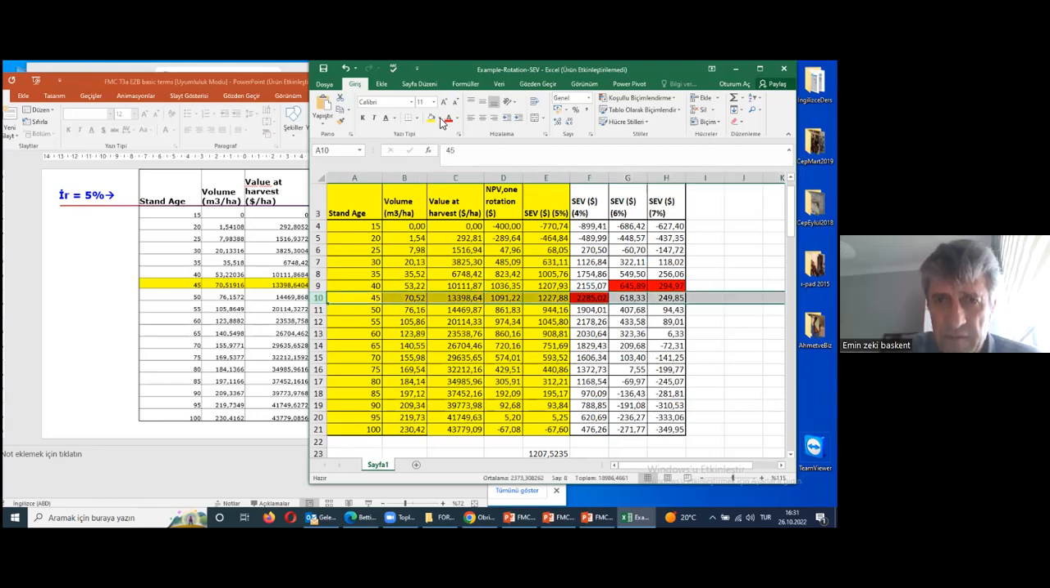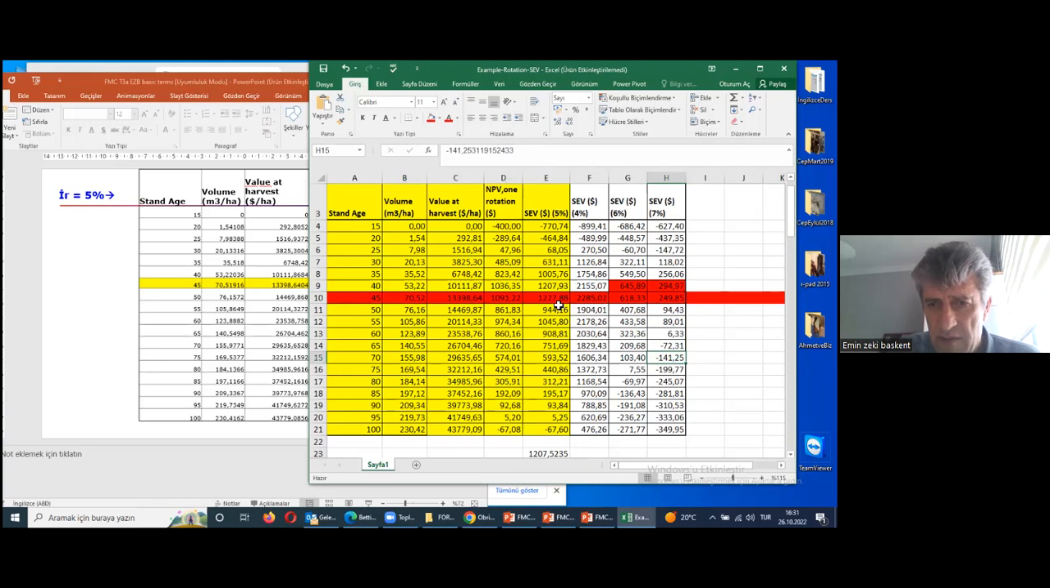Let's highlight 45 here with a red one. As you can see, you're right. At the age of 45, we have the highest soil expectation value. Remember that we are looking for the highest net present value, highest internal rate of return, benefit cost ratio, and at the same time soil expectation value, which at the age of 45 is 1227. The rest are lower than that. So that is the reason we were able to spot it at 45.